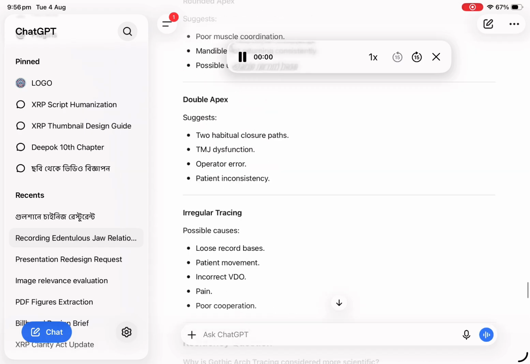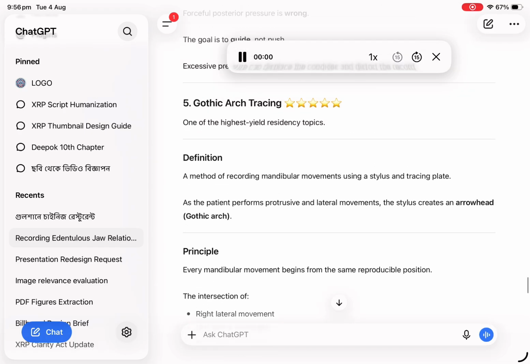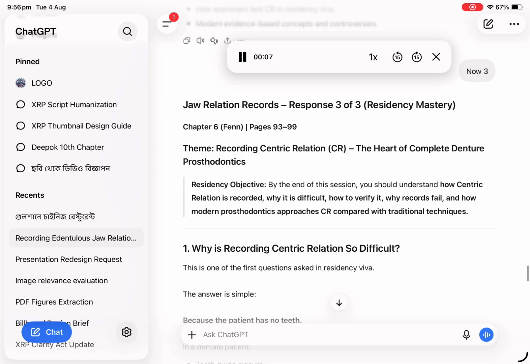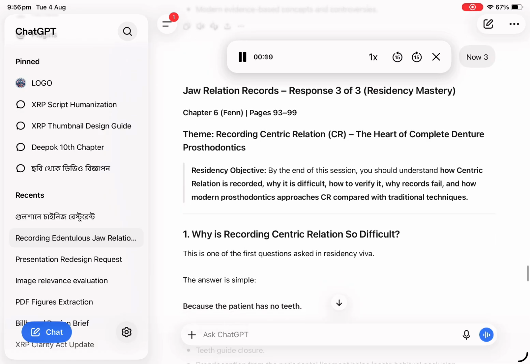Jaw relation records, response 3 of 3. Chapter 6, Fenn, pages 93 to 99. Theme: recording centric relation, CR, the heart of complete denture prosthodontics.